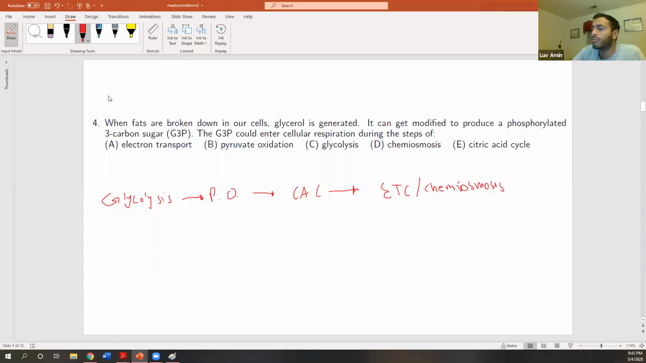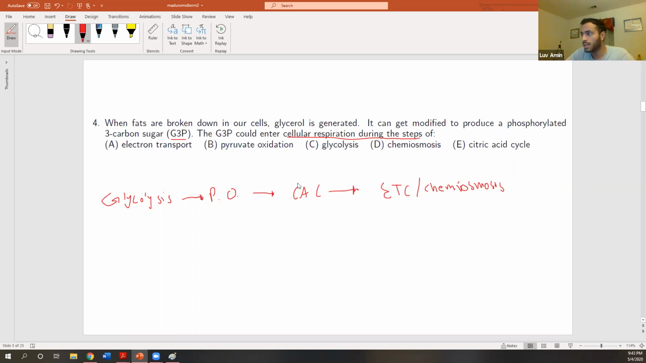All right, so 4 is asking, when fats are broken down in our cells, glycerol is generated. It can be modified to produce a phosphorylated 3-carbon sugar, G3P. Then the G3P could enter cellular respiration during the steps of... So it's basically saying that we have a 3-carbon sugar, and it's asking what part of cellular respiration can this 3-carbon sugar enter, right?